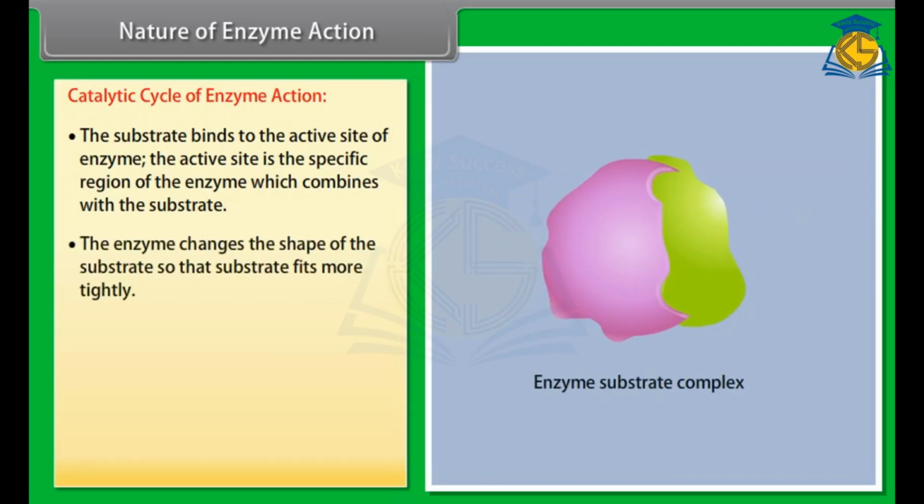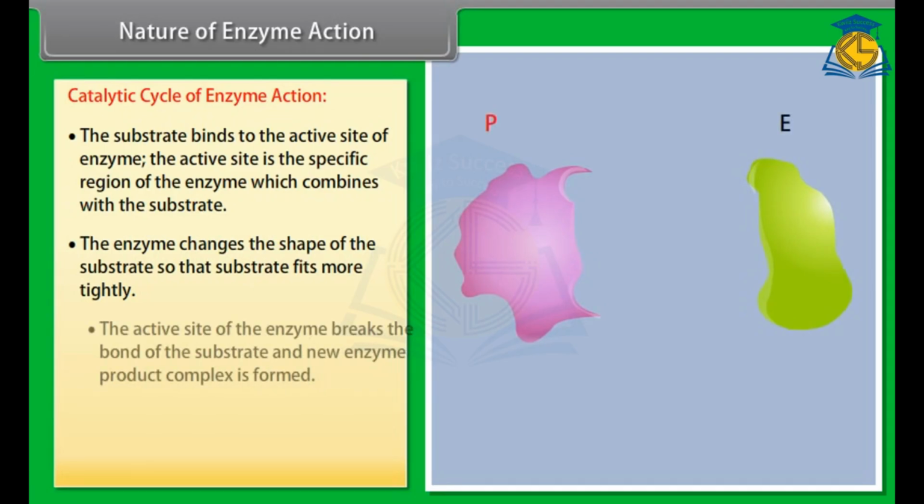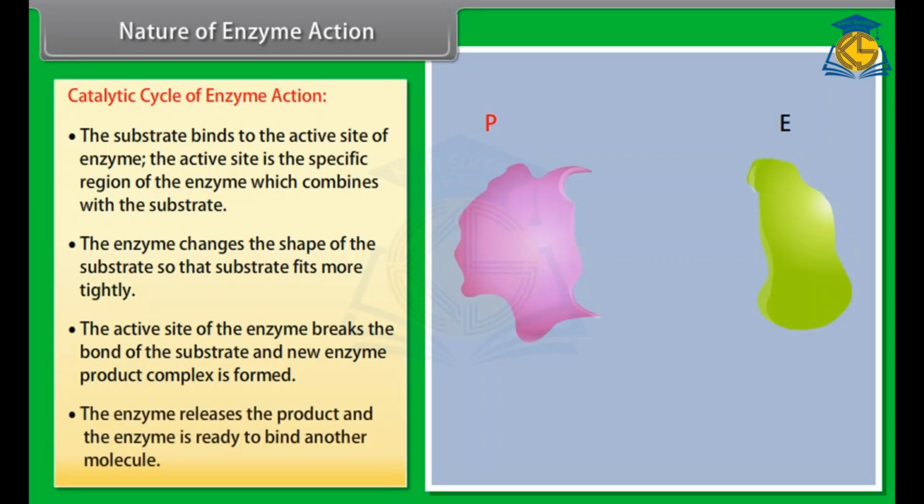The enzyme changes the shape of the substrate so that the substrate fits more tightly. The active site of the enzyme breaks the bond of the substrate and a new enzyme-product complex is formed. The enzyme releases the product and the enzyme is ready to bind another molecule. Factors affecting enzyme activity.